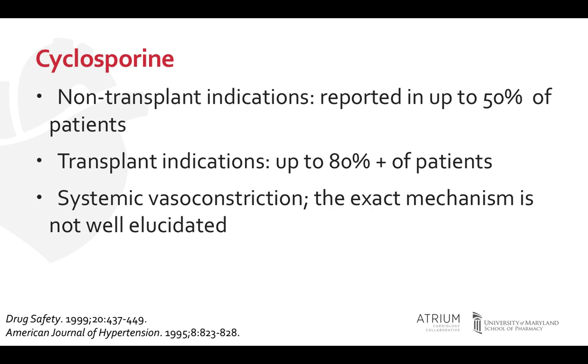Cyclosporin and also other immunosuppressants such as tacrolimus are associated with elevations in blood pressure. In patients who receive cyclosporin for non-transplant indications, up to 50% of patients have been reported to see worsening of hypertension and or the development of hypertension. When looking at the use of cyclosporin for indications such as transplantation, up to 80% of patients have seen elevations in blood pressure with therapy.